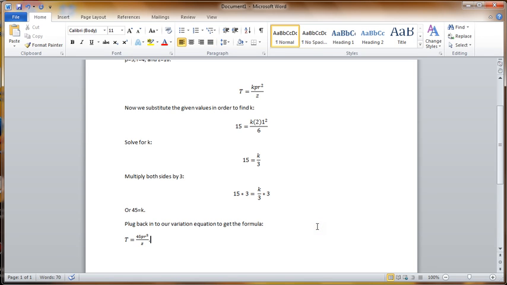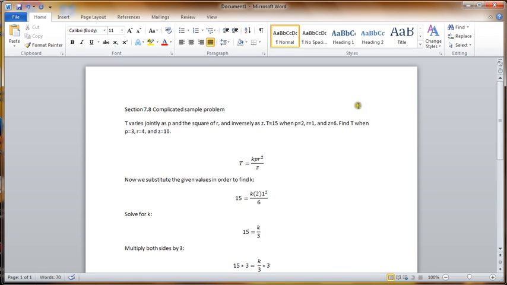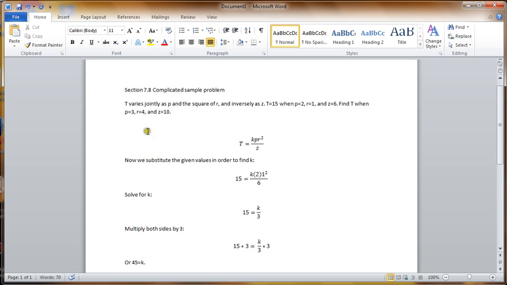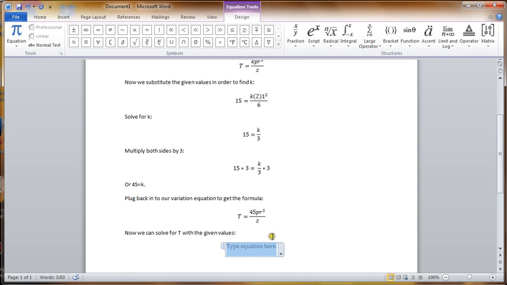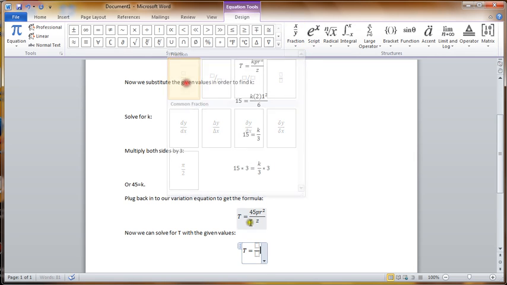Okay, so now we have one more step to go in this particular problem, and that is we go up here, now we answer the question. Find t when p is equal to 3, r is equal to 4, and z is equal to 10. So we're going to plug in p equals 3, r equals 4, z equals 10 into this equation and solve for t. So we'll start with our t, which is what we're trying to solve for. We'll do our fraction bar. We'll put our 45 in, which was the value of k.